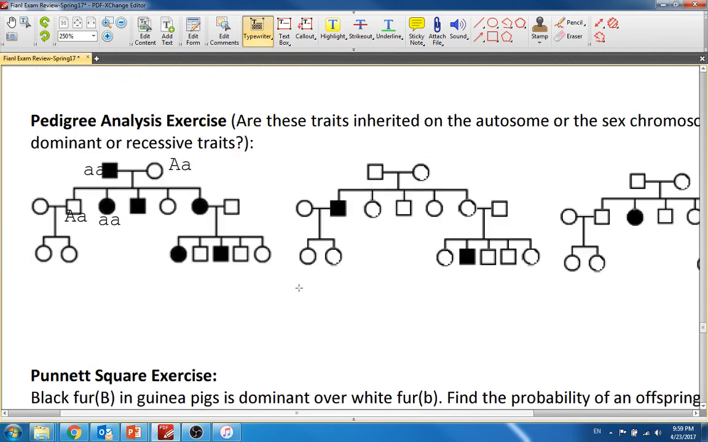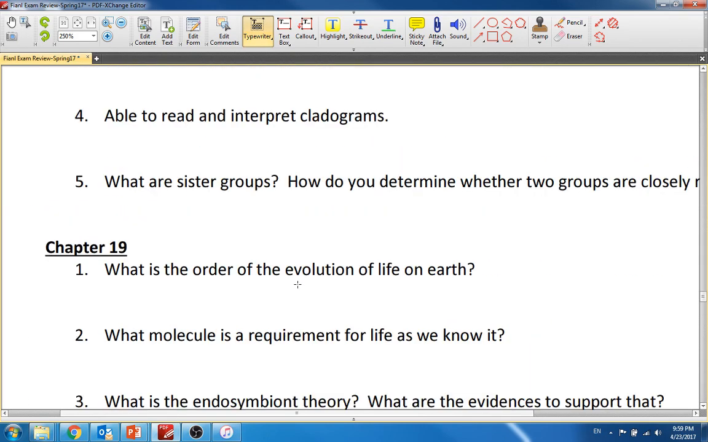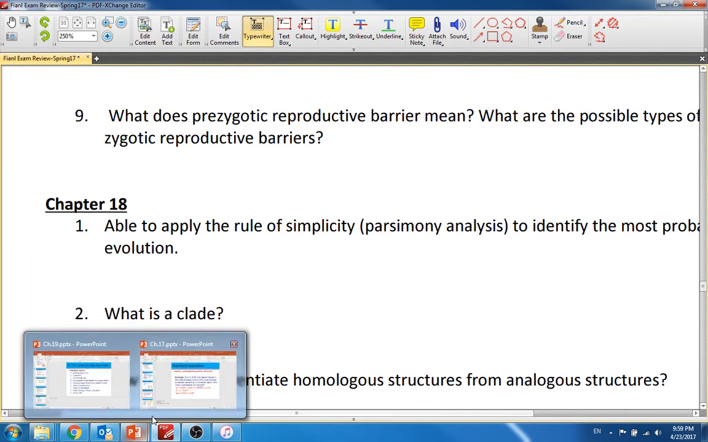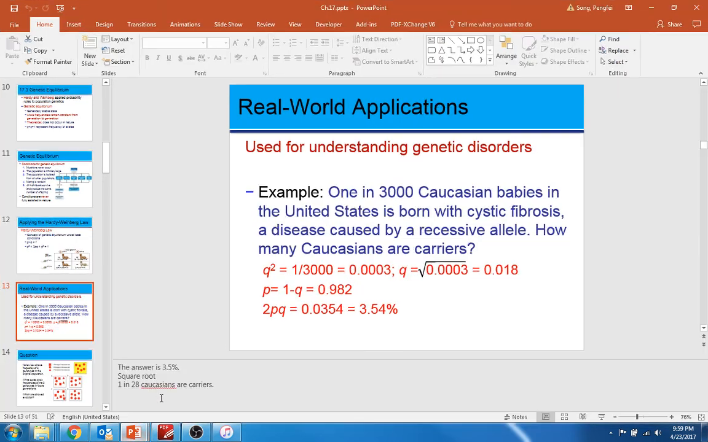Number 3, how do you use that equation to find out the percentage of disease carriers if you know the incidence of a recessive disease in the population? So again, the incidence of a recessive disease basically is the percentage of the people that are affected. Basically, that's q squared. So if you know q squared, then you can figure out what q is.